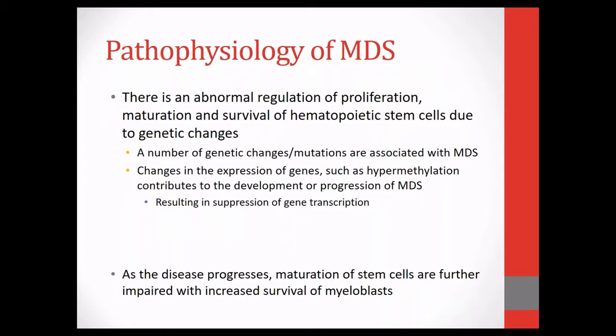So there's an abnormal regulation of proliferation, maturation, and survival of hematopoietic stem cells due to a number of genetic changes or mutations. These changes in the expression of genes can contribute to the development or progression of MDS, such as hypermethylation, and this results in the suppression of gene transcription. As the disease progresses, stem cells are further impaired with increased survival of myeloblasts.